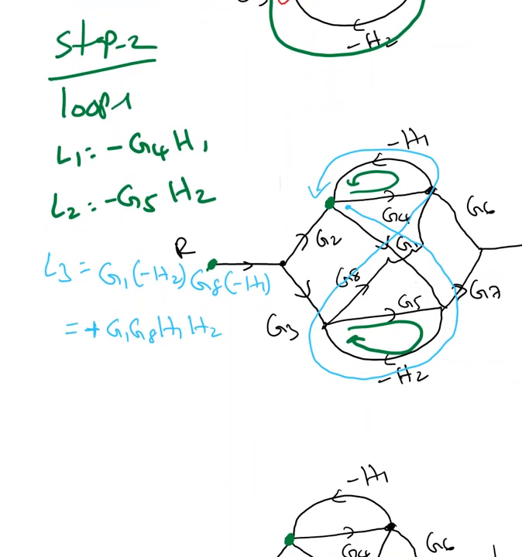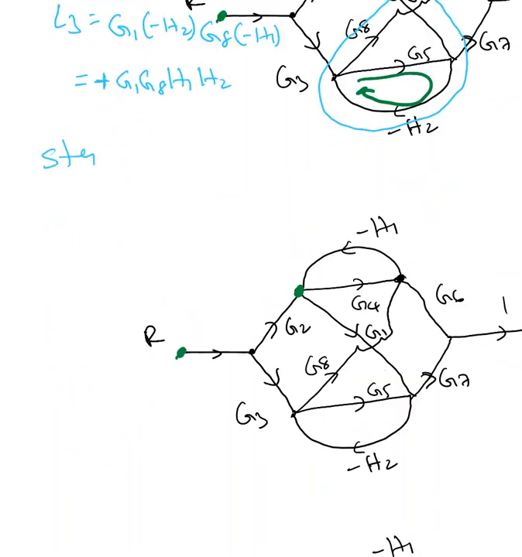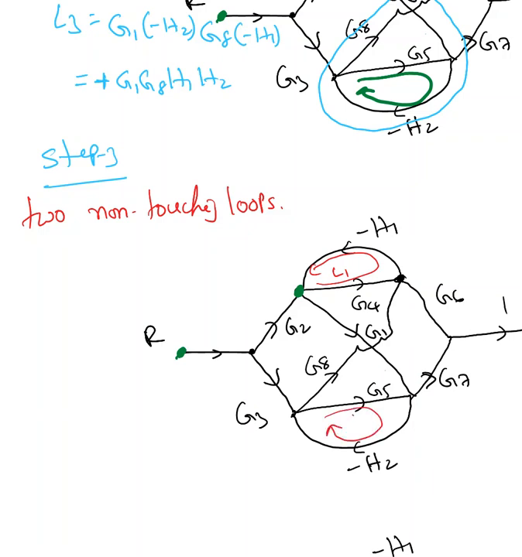Now we need to find non-touching loops. Step 3, 2 non-touching loops. Non-touching in the sense they shouldn't touch at a node, they shouldn't touch at a path. We just found that this is loop 1, this is loop 2. I can clearly see loop 1 and loop 2, they are not touching each other at any point.